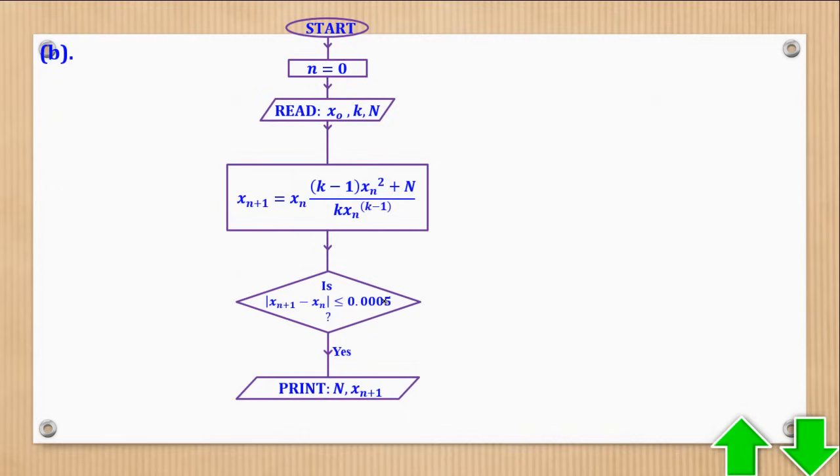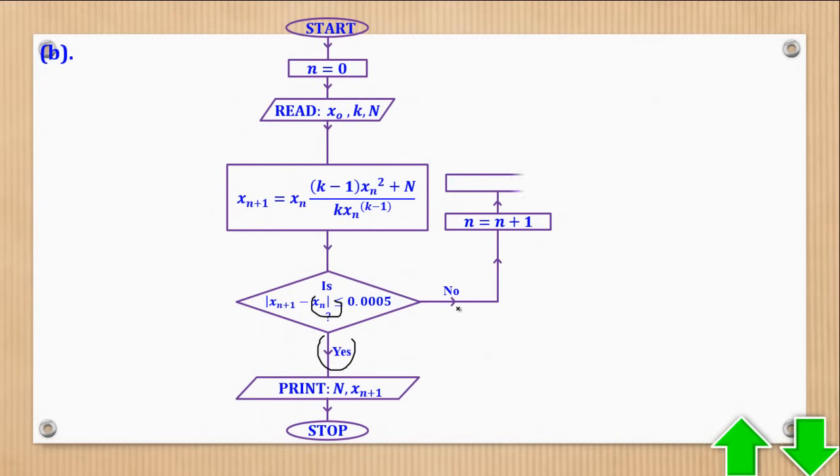Then from there, you can print. They told you to print N and its root. So the print comes after it has fulfilled this condition. If it has not, we need a loop, which I shall put. So we shall input a loop, where the loop will increase the iteration and the root, like that. So basically, that's what they wanted.